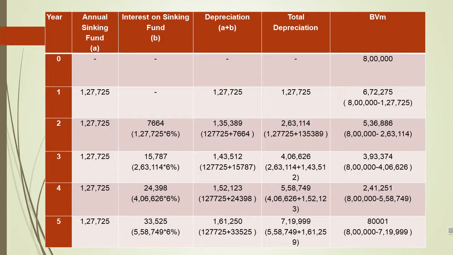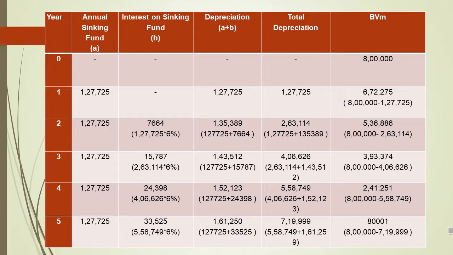So 1,27,725 plus the A plus B column, what is that? 1,35,389. So total depreciation will be completed. And then BVM, like usual, for the first year 8 lakh minus 1,27,725 will be 6,72,275, and the BVM for the second year will be 8 lakh minus 2,63,114. So the second row is over.